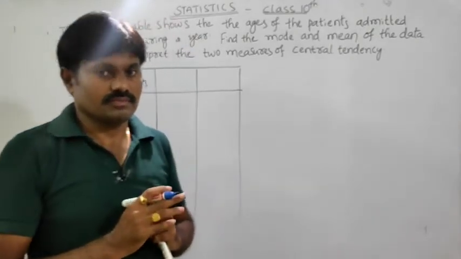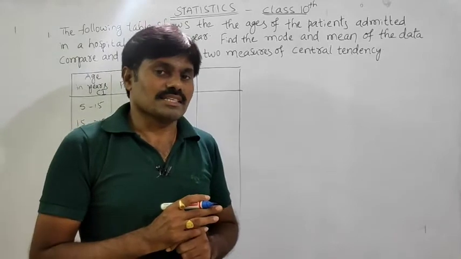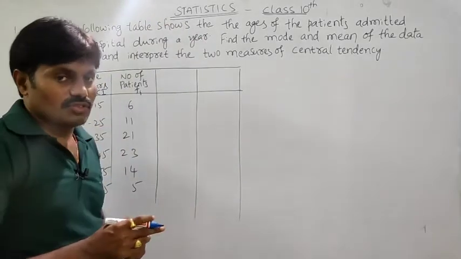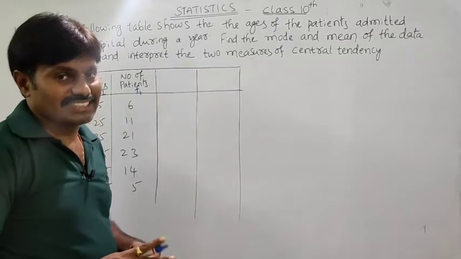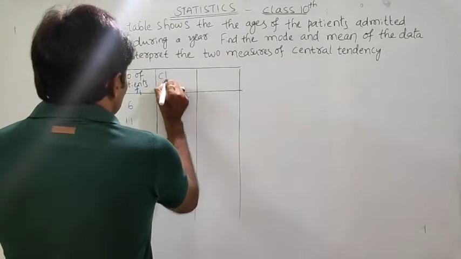direct method. What is the formula in the direct method to find the mean? Sigma Fi xi by sigma Fi. So Fi we already know, and xi we have to find. What is the meaning of xi here? Class mark.